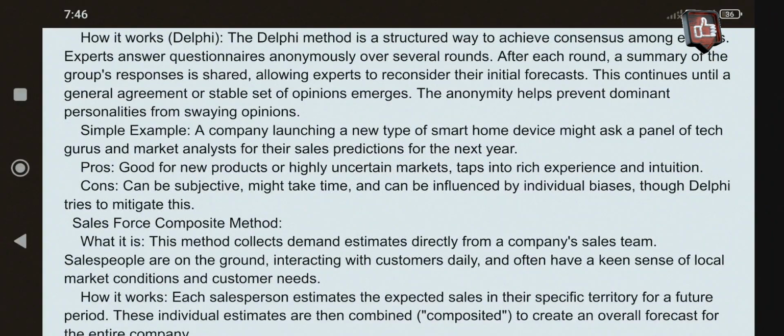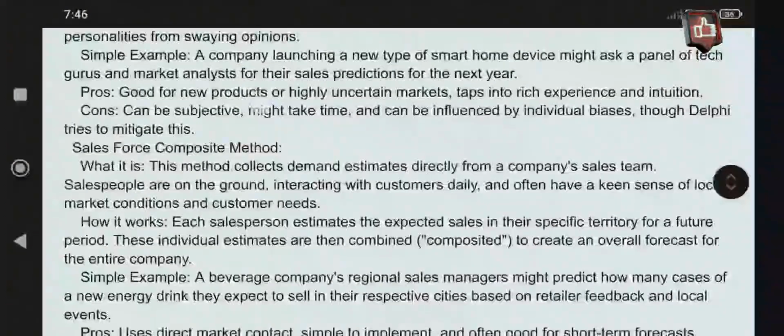Pros: good for new products or highly uncertain markets, taps into rich experience and intuition. Cons: can be subjective, might take time, and can be influenced by individual biases, though Delphi tries to mitigate this.